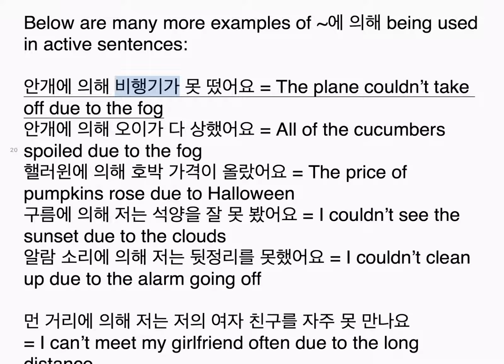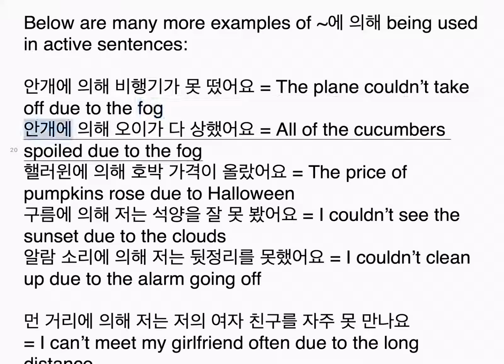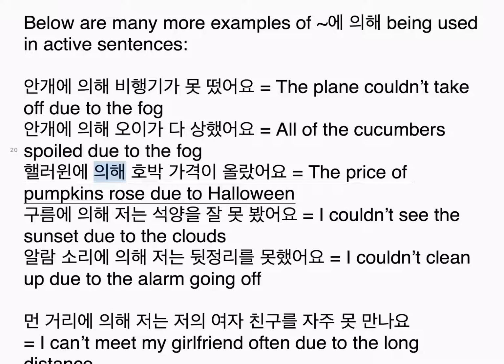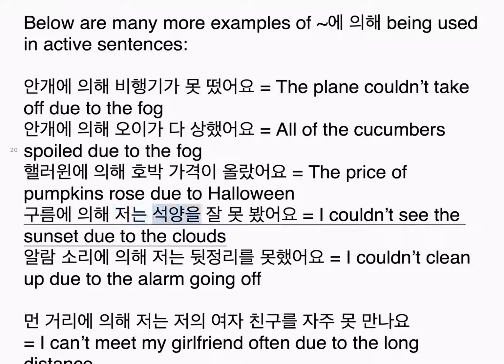안개에 의해 비행기가 못 떴어요. The plane couldn't take off due to the fog. 안개에 의해 오이가 다 상했어요. All of the cucumbers spoiled due to the fog. 헬로윈에 의해 호박 가격이 올랐어요. The price of pumpkins rose due to Halloween. 구름에 의해 저는 석양을 잘 못 봤어요. I couldn't see the sunset due to the clouds.